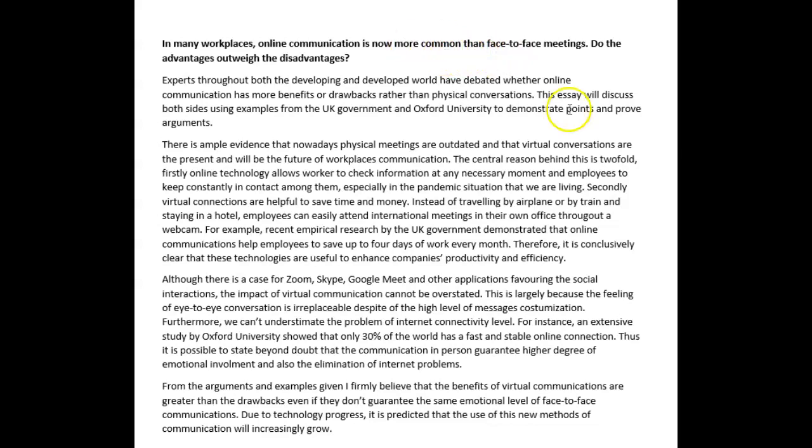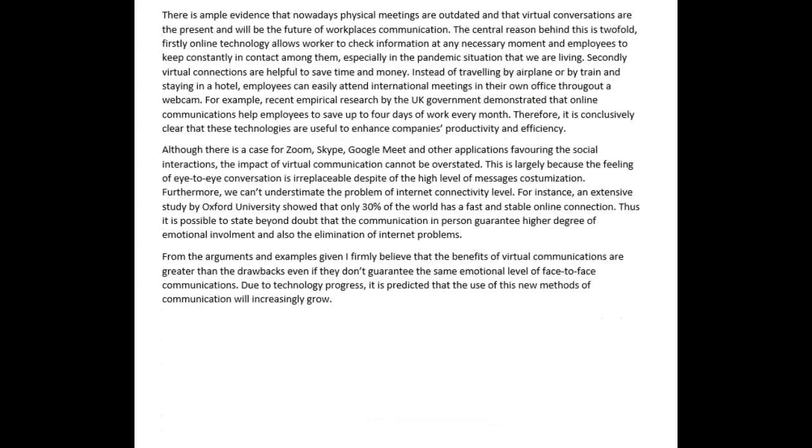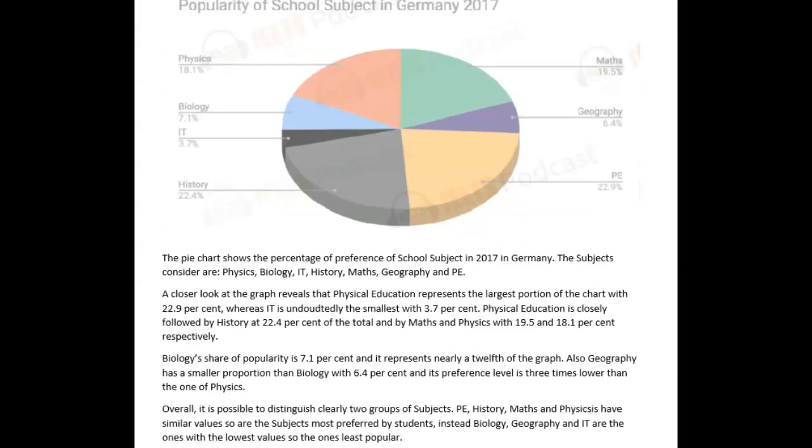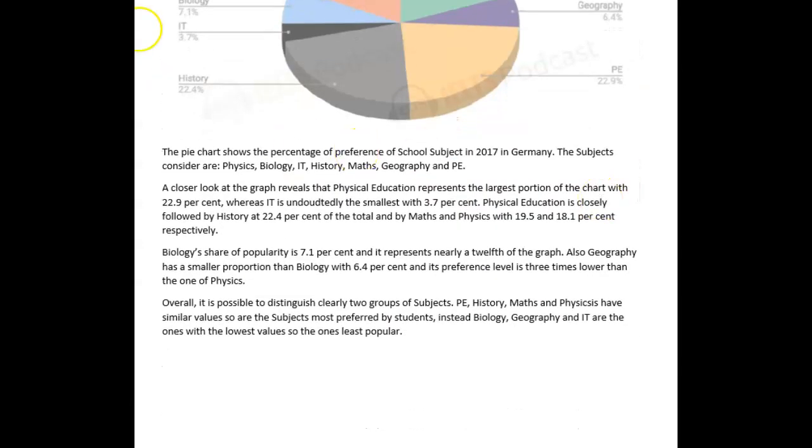All right, so let's now take a look at your task 1 here. We've got the school subjects in Germany. Fabulous. Let's see. All right, so let's see what you said. The pie chart shows the percentage of preference of school subjects in 2017 in Germany. All right, this is okay.